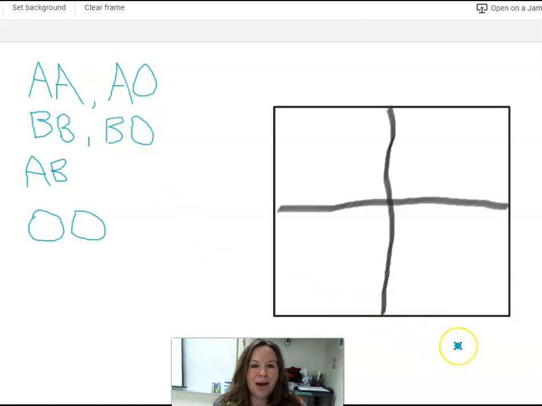So here's a popular problem. Let's say that we have a couple, and one of the parents has type A blood. So in my Punnett square, I might write this. And then the other parent, they have type B blood.